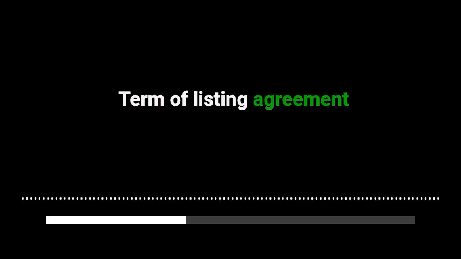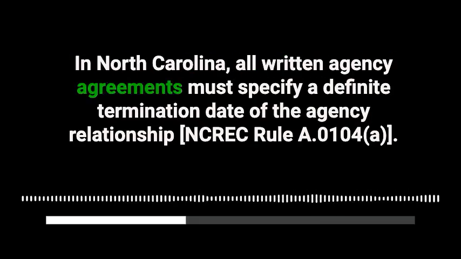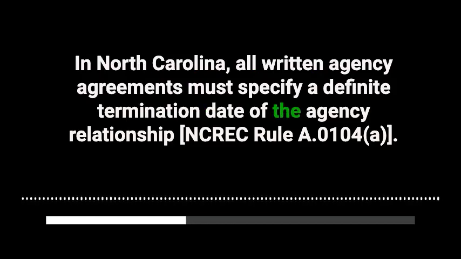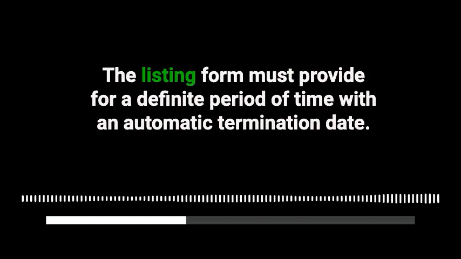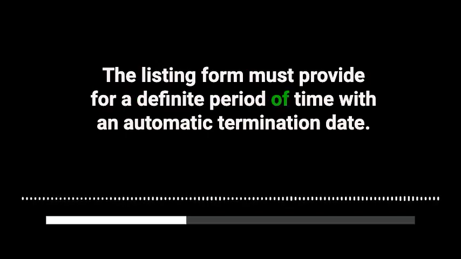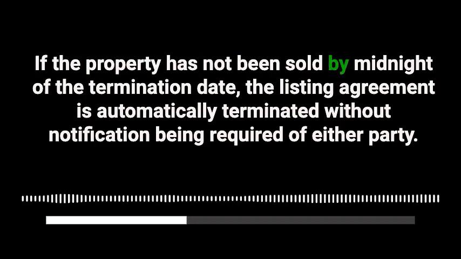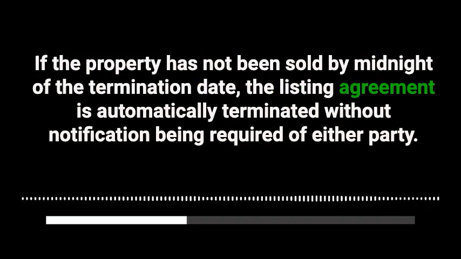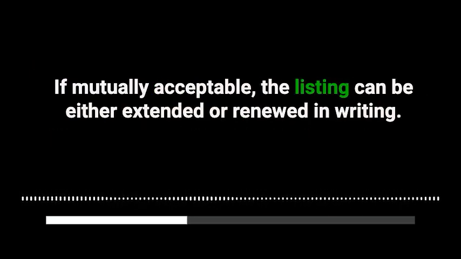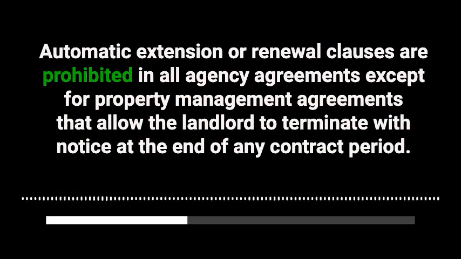Term of listing agreement. In North Carolina, all written agency agreements must specify a definite termination date of the agency relationship. The listing form must provide for a definite period of time with an automatic termination date. If the property has not been sold by midnight of the termination date, the listing agreement is automatically terminated without notification being required of either party. If mutually acceptable, the listing can be either extended or renewed in writing. Automatic extension or renewal clauses are prohibited in all agency agreements except for property management agreements that allow the landlord to terminate with notice at the end of any contract period.